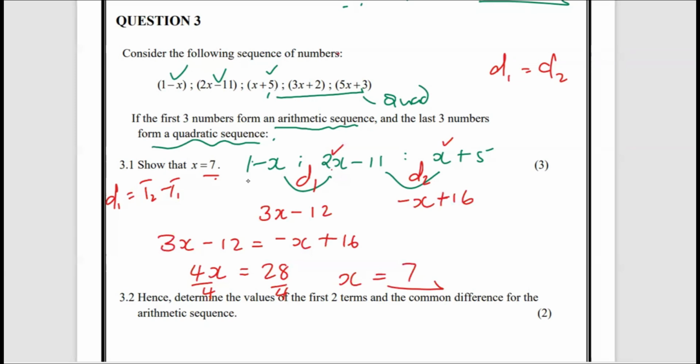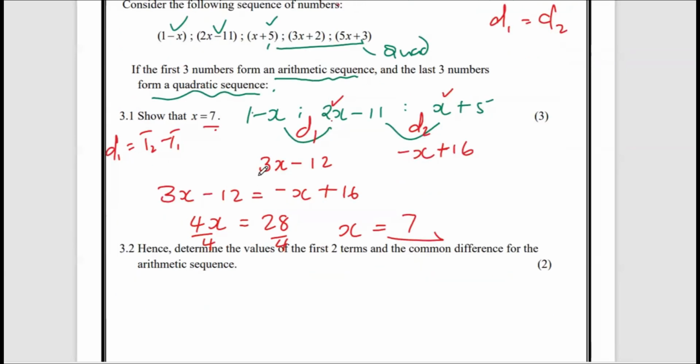All right. Then 3.2, hence, determine the values of the first 2 terms and the common difference of the arithmetic sequence. So the hence part simply means from where we stopped. We have proved that our x is 7, so all we have to do is substitute. Where there is x, let's put a 7.